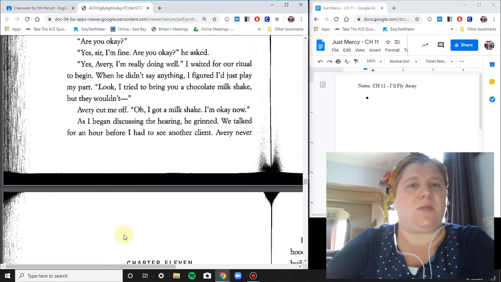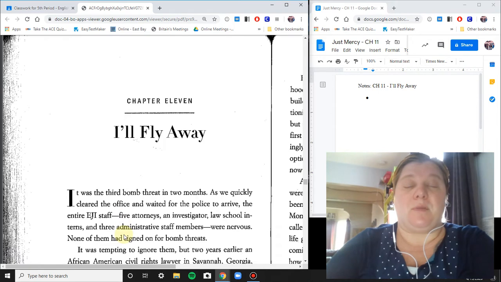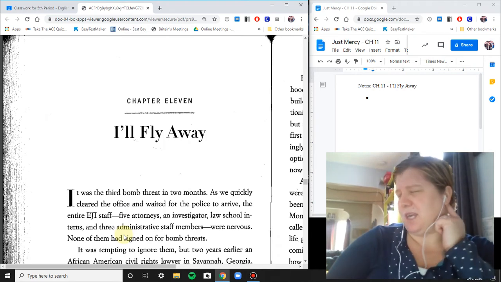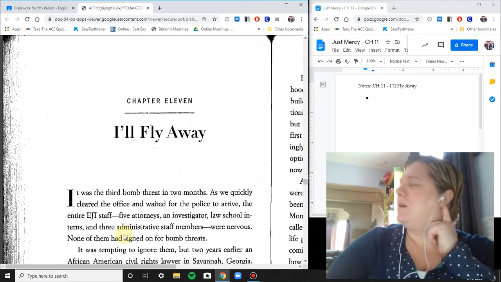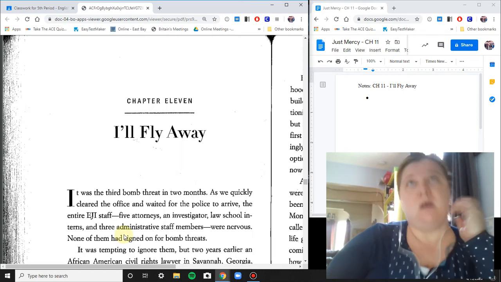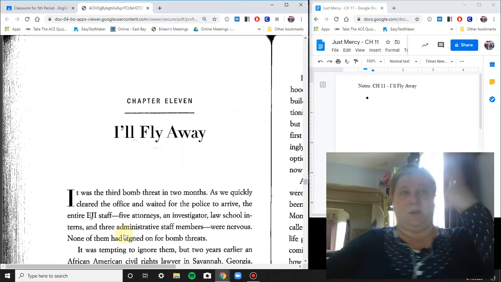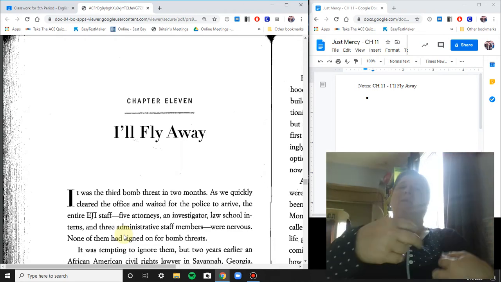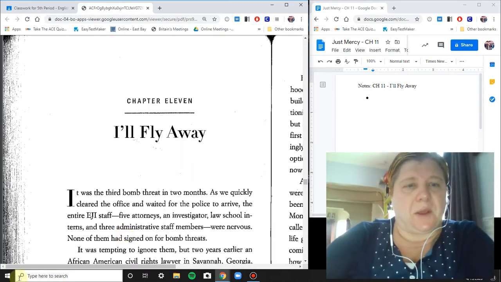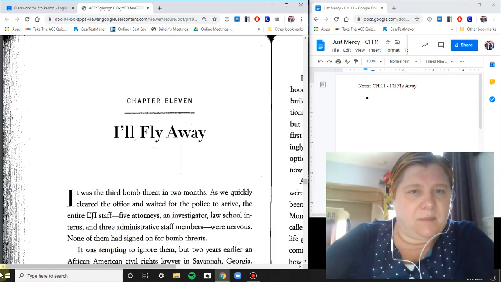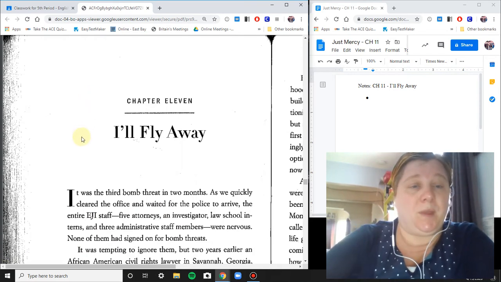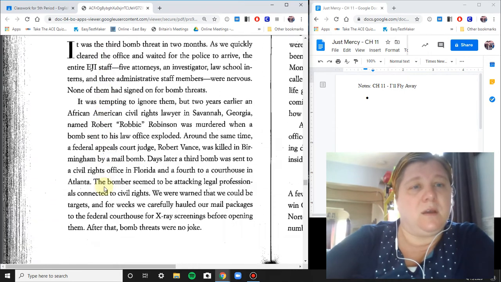But the chapter before that had ended with them getting bomb threats for the work he was doing with Walter McMillan, because he had started looking into the Vicki Pittman murder, which wasn't even the murder Walter was accused of. So we're back to the Walter case. That was just me figuring out where we were. It's something a good reader does, like, oh, wait, I haven't read in a couple days. Where am I? So that's where we are. Looking into Vicky Pittman, working on Walter's case, getting bomb threats. Cool. I'll Fly Away.